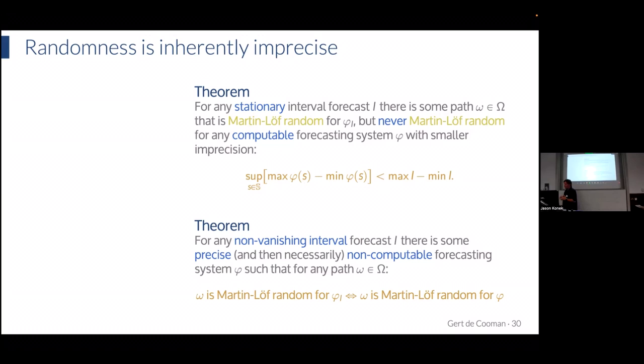So this seems to tell us that having to use an imprecise forecast seems to stem from non-computability. Okay, now one more thing, very quickly.